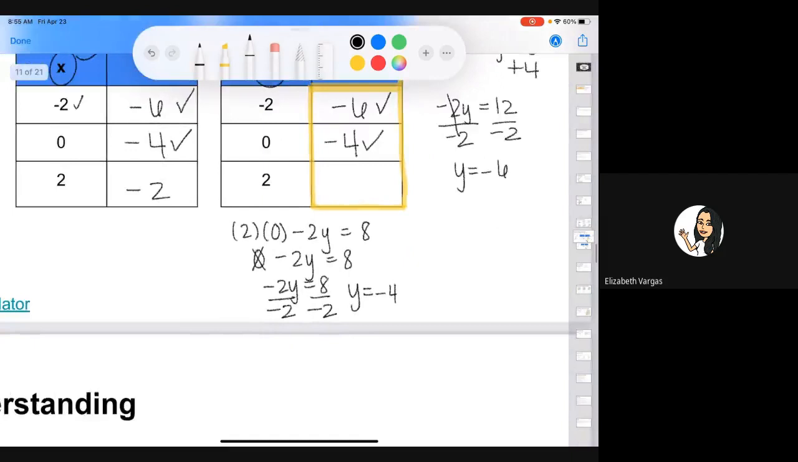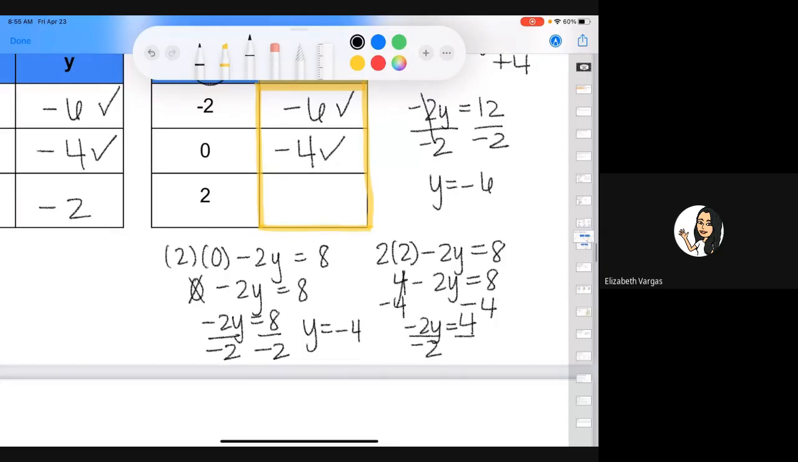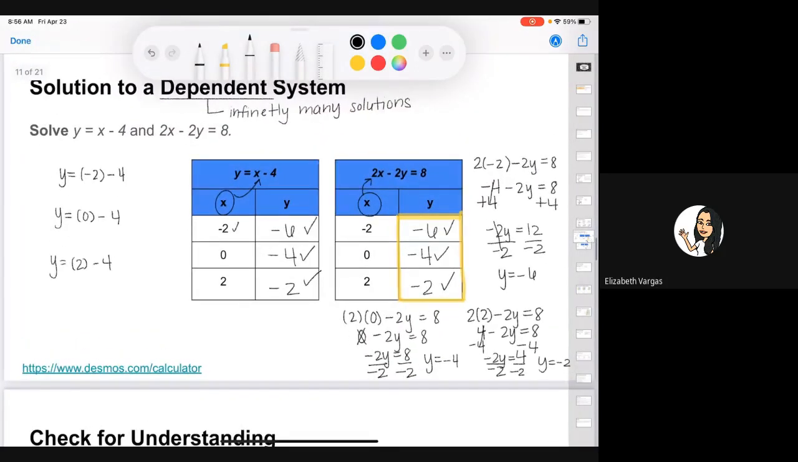So now I'm going to plug in 2. Hopefully I can fit it here. 2 times 2 is 4, minus 2y equals 8, and y is equal to negative 2. And so those also match. And so what this is basically telling me is that I have multiple points of intersection. If I were to graph these two lines, they would intersect where x is negative 2, where x is 0, and where x is 2.